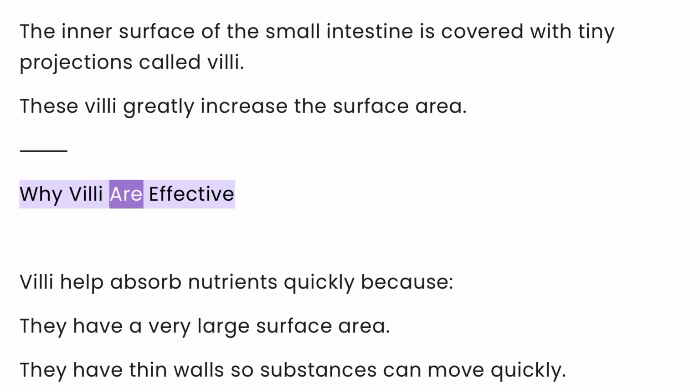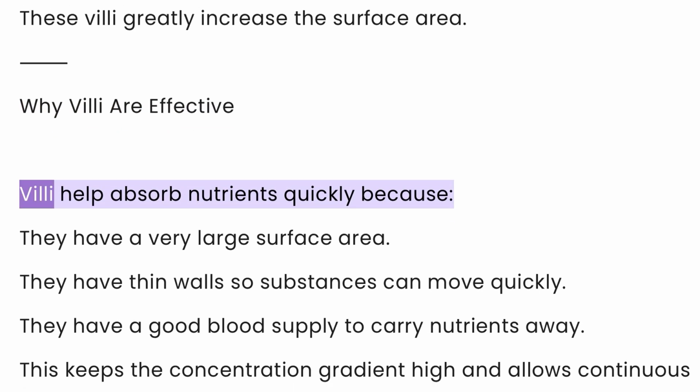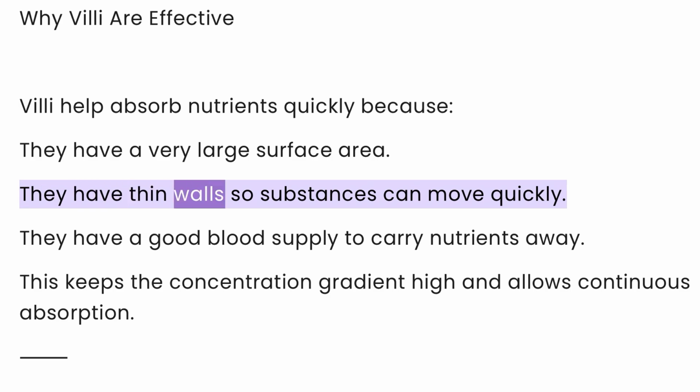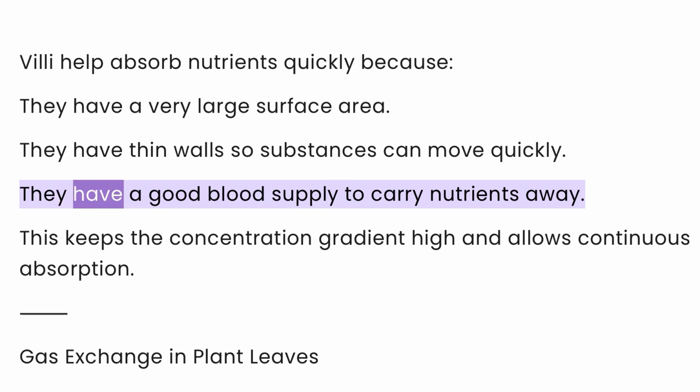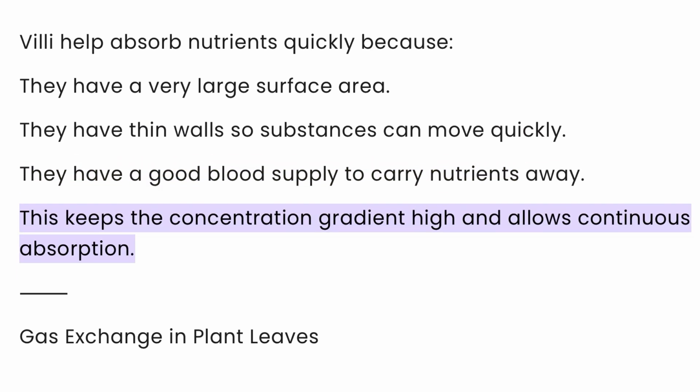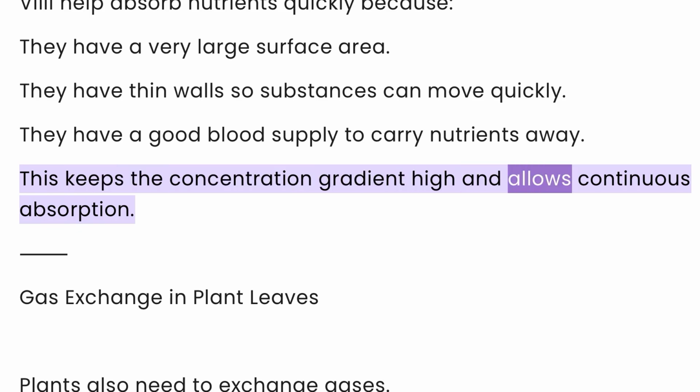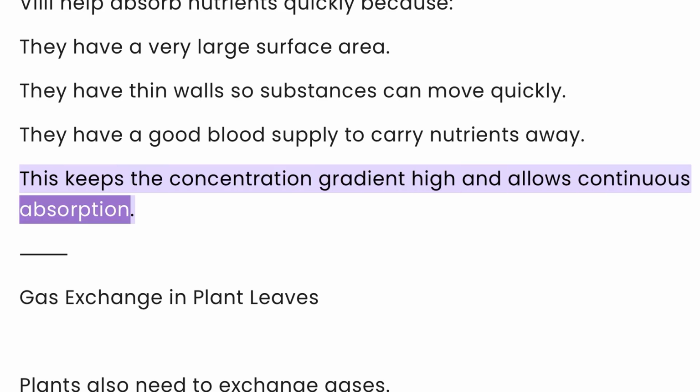Why are villi effective? Villi help absorb nutrients quickly because they have a very large surface area. They have thin walls, so substances can move quickly. They have a good blood supply to carry nutrients away. This keeps the concentration gradient high and allows continuous absorption.